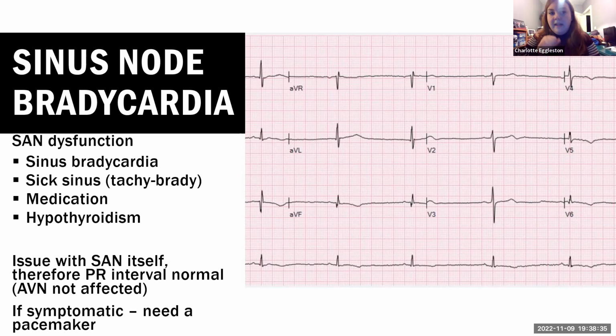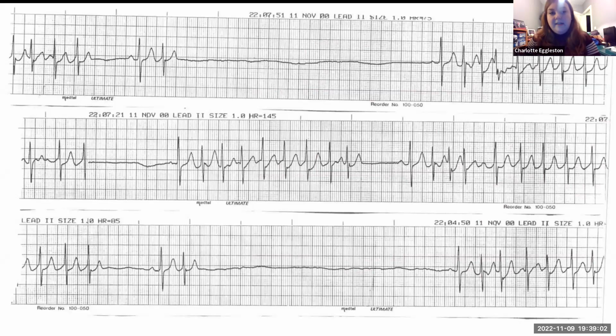Because it's a problem with the actual sinoatrial node going very slowly, your PR interval, that's the delay normally there at the atrioventricular node, isn't affected. So you can see on here our PR interval is nice and normal, but we'll talk about the AV node bradycardias because normally that's a problem and you get a widened or changed PR interval. And if these people are symptomatic, they will need a pacemaker. So this is sick sinus syndrome.